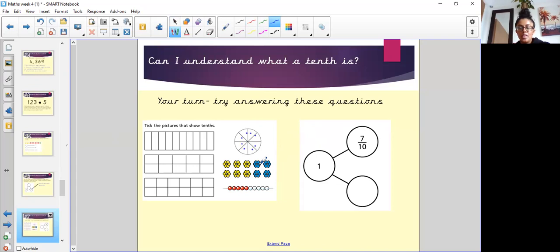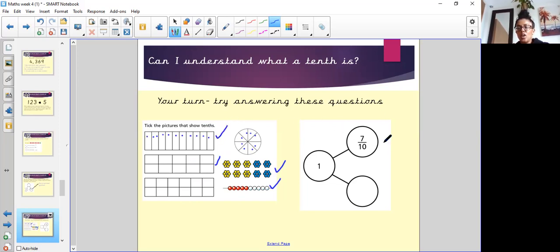1, 2, or we could count in 2s: 2, 4, 6, 8, 10. So we can tick this one. We can tick 1, 2, 3, 4, 5, 6, 7, 8, 9, 10. So we can tick this one as well. 2, 4, 6, 8, 10, 12. So we can't tick this one. 2, 4, 6, 8, 10. We can tick this one. And over here, 1, 2, 3, 4, 5, 6, 7, 8, 9, 10. And we can tick this one as well.